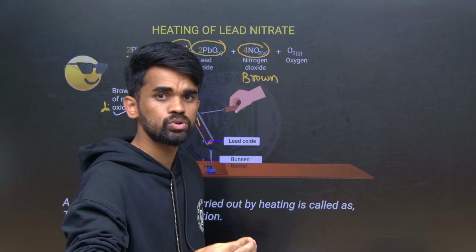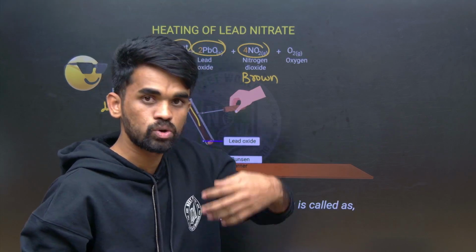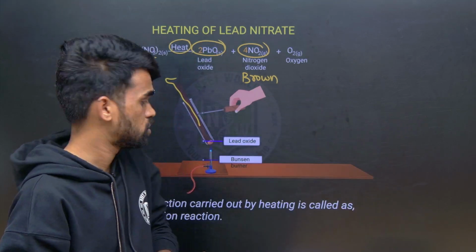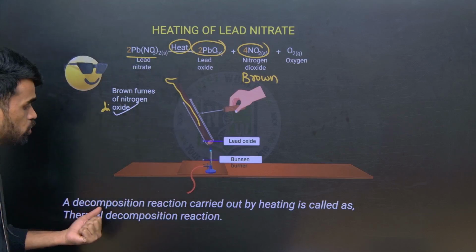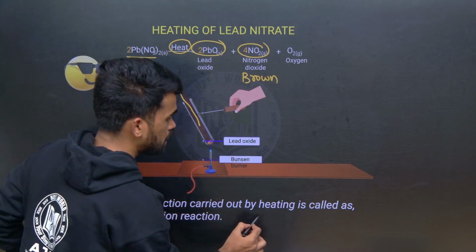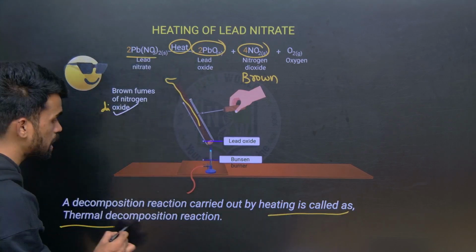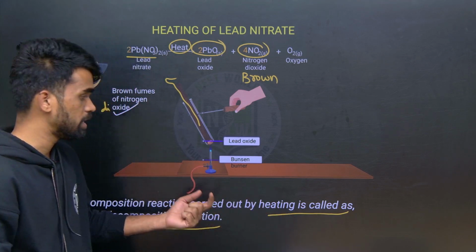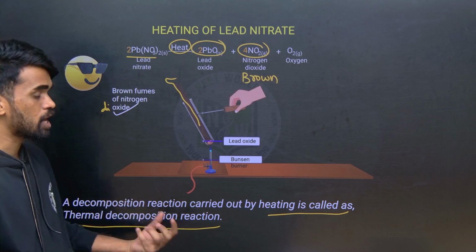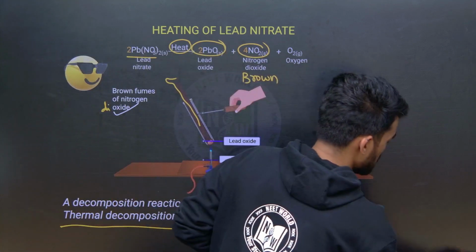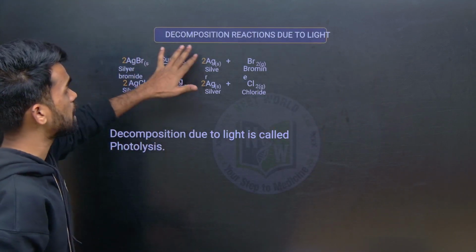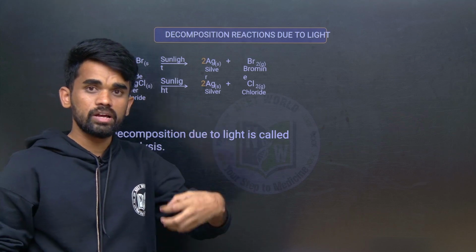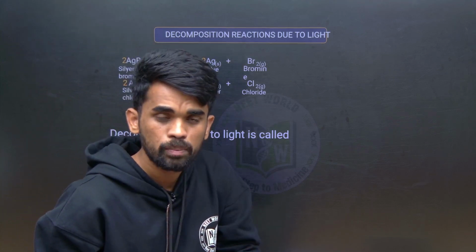I want to relate you to some basic terminology which we are going to use in later sessions. Next, a decomposition reaction carried out by heating is called a thermal decomposition reaction. If the process is carried out by heating, this is a thermal decomposition reaction. Then next, decomposition reactions due to light. Yes, some decomposition reactions can be due to the presence of light.